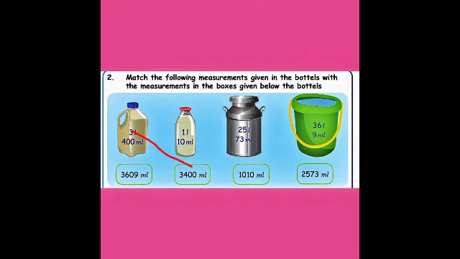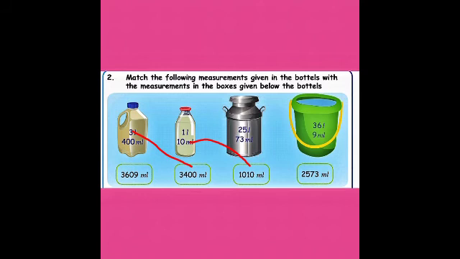We'll match it to that. The next one, 1 liter and 10 milliliter. 1 liter is equal to 1000 milliliter. 1000 plus 10 is 1010 milliliter. That also we match. Next question, 25 liter 73 milliliter.